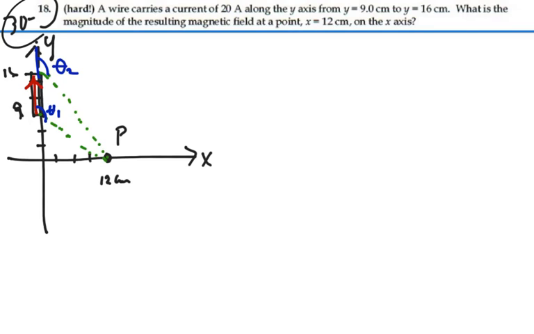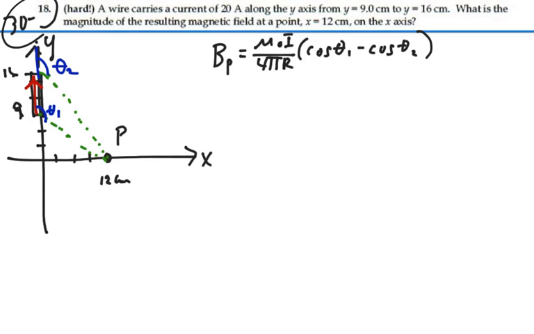Alright, we want to find the magnetic field at point P. That's equal to mu naught I over 4 pi r times cosine theta 1 minus cosine theta 2. Sounds good? In this case, mu naught is 4 pi times 10 to the minus 7, and the current I is 20 amps.